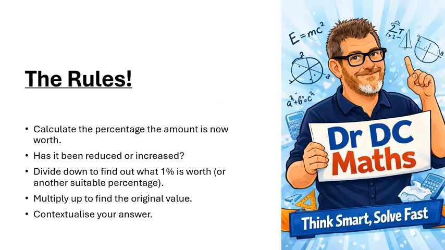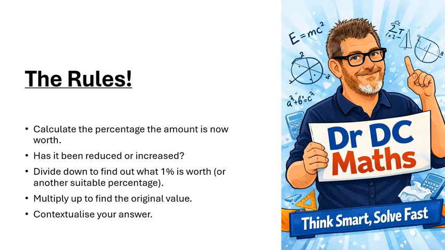The first rule is we have to calculate the percentage the amount is now worth. We ask ourselves, has it been reduced or has it been increased? Remember, a reduction means our percentage is going to be less than 100. An increase, our percentage is now worth more than 100. What we then do is we divide down to find out what 1% is worth. Now that's if it's calculator. We also state another suitable percentage, for example 10%, if it's non-calculator or if we're able to do that calculation easily. We then multiply up to find the original value. We always multiply up to get 100% at that point. That's what our original value is.